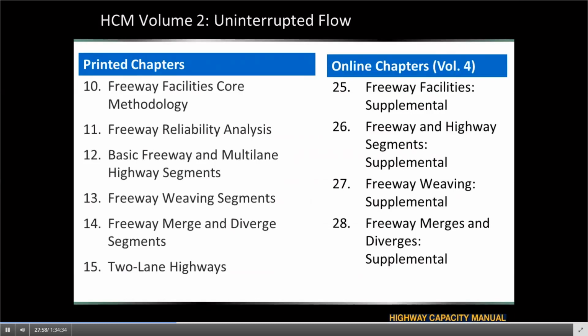HCM Volume 2 provides concepts, performance measures, and analysis methodologies specific to uninterrupted flow facilities, such as freeways. Chapter 11 on freeway reliability analysis is new. In addition, the HCM 2010 chapters on basic freeway segments and multi-lane highways have been merged into a single chapter, Chapter 12, as these roadways share many similar characteristics. Chapters 25 through 28 in Online Volume 4 provide material that supplements the Volume 2 chapters, including example problems.